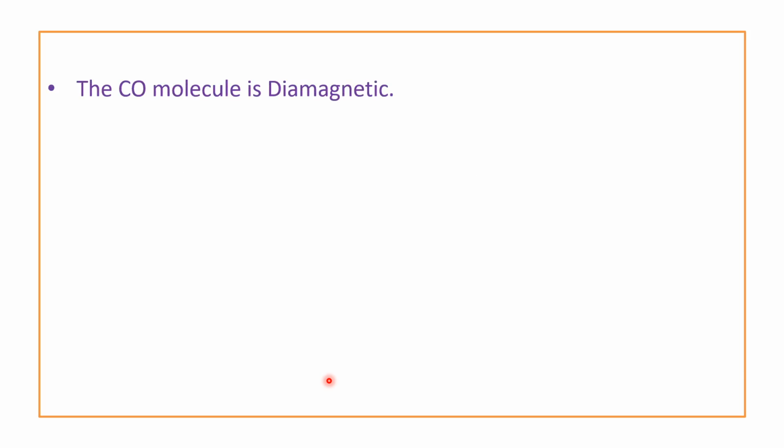Here we can say that this carbon monoxide molecule is diamagnetic in nature. Why diamagnetic? If we see the MO electron configuration, the last entering electrons are paired. And as the last entering electrons are paired, we can say that the CO molecule is diamagnetic in nature.